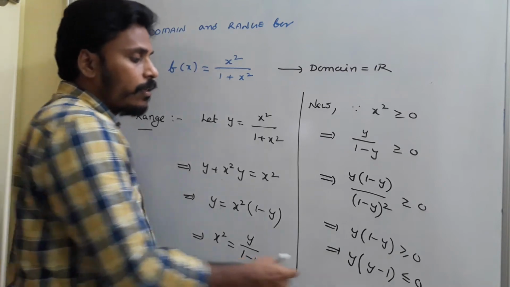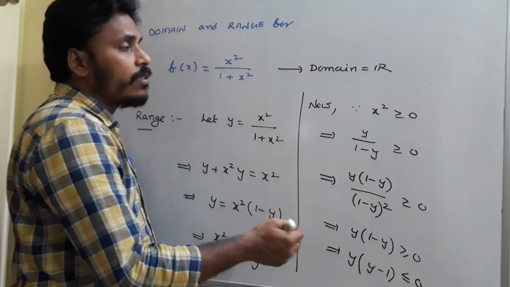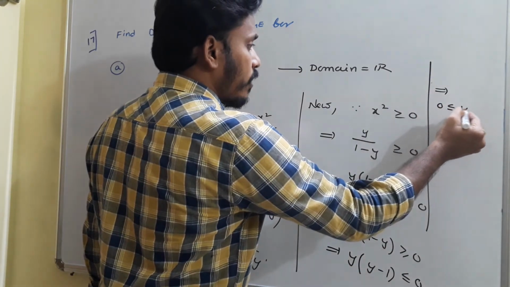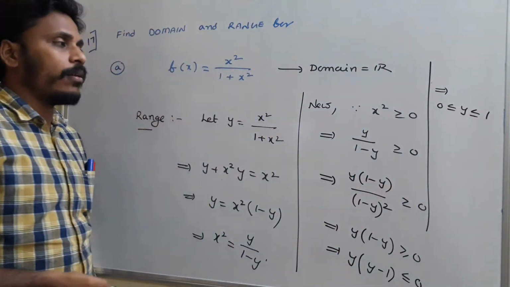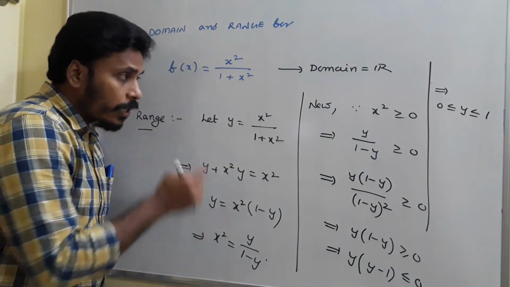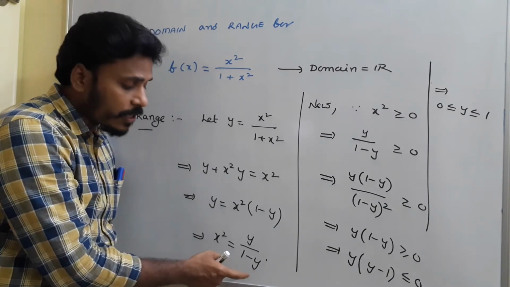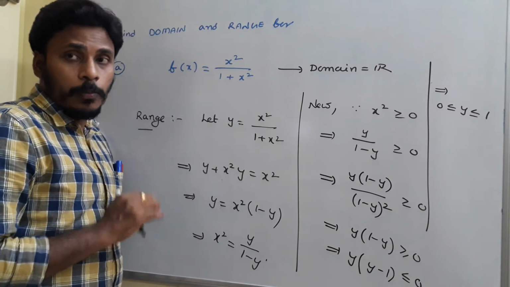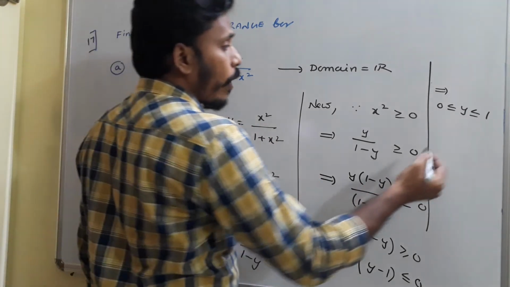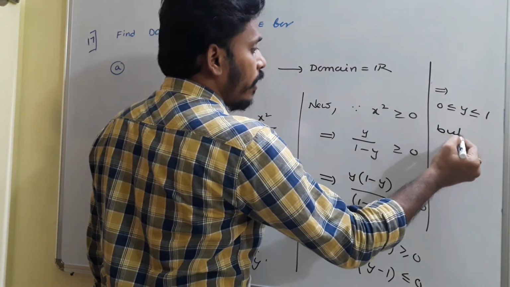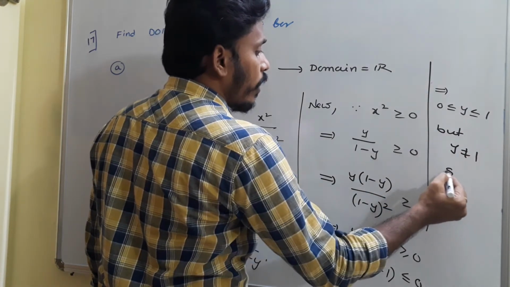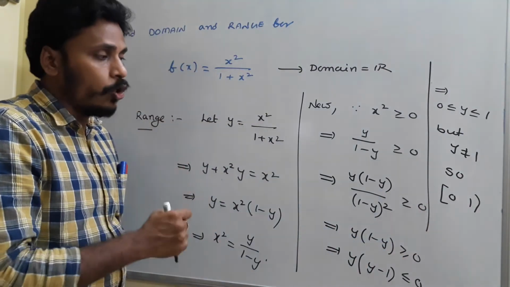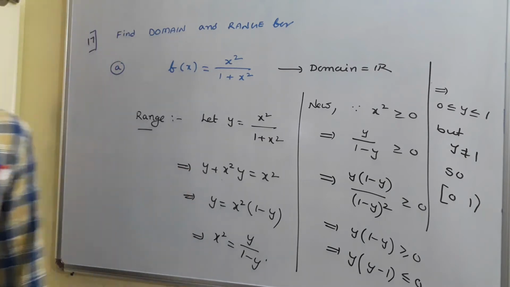We know that the two roots for this expression are 0 and 1. Since it is less than or equals to 0, the solution is simply 0 less than or equals to y less than or equals to 1. That's it. And you need to think once again, if y is 1, what will happen? If y is 1, the denominator will become 0, so x square is not possible, and that's why we need to eliminate y as 1. But y is not equals to 1. Since y is not equals to 1, at the end your range is just the interval closed 0 to open 1. Just have a look.